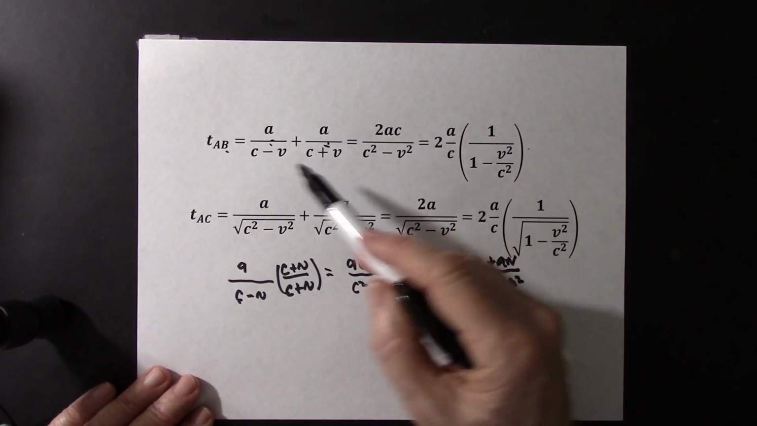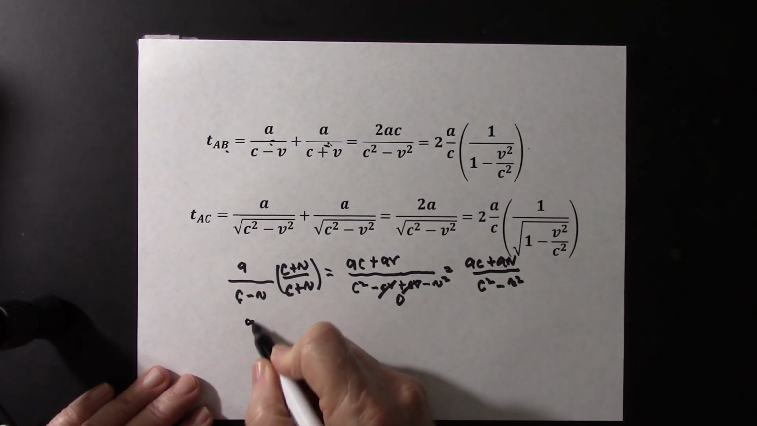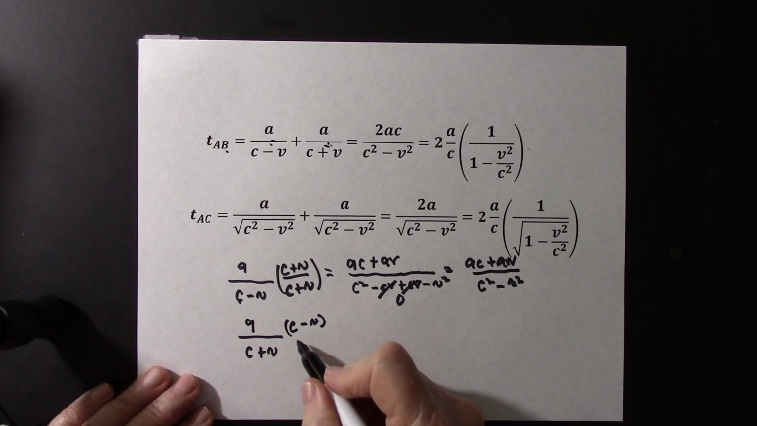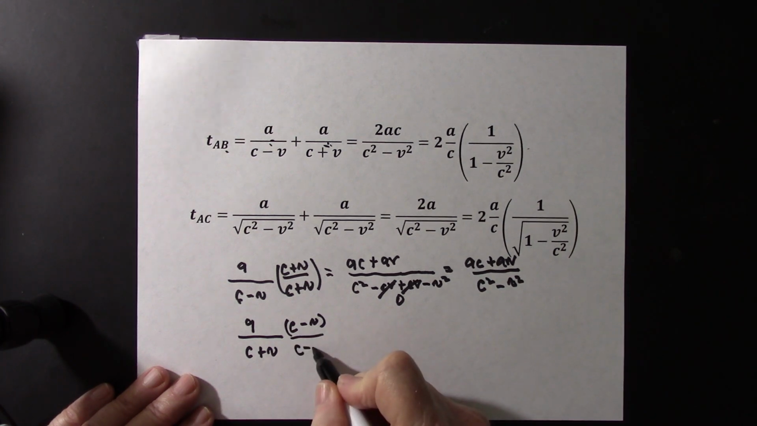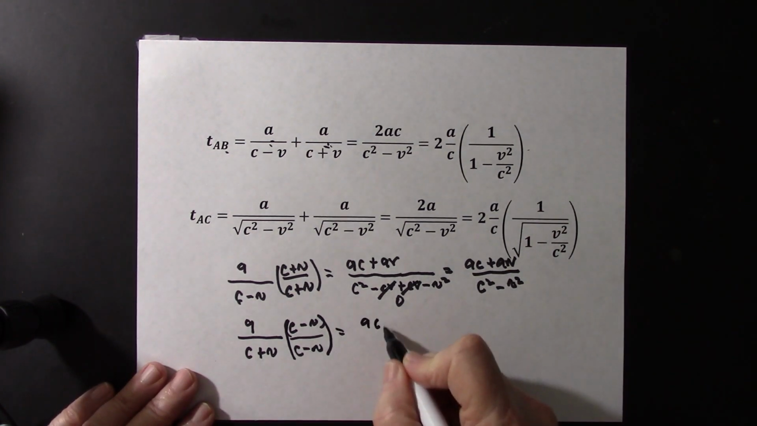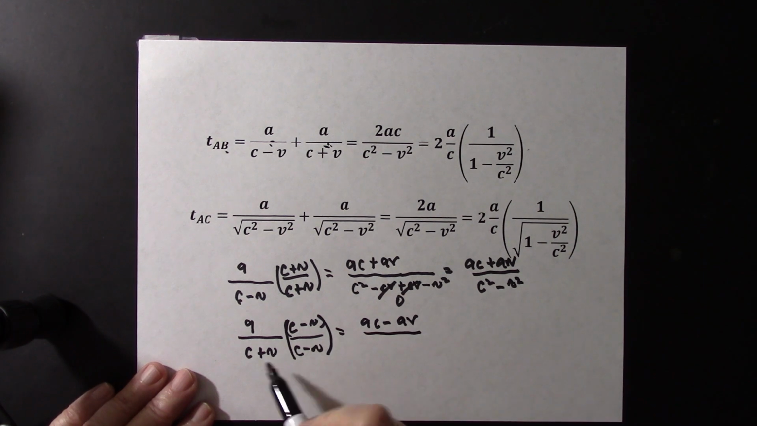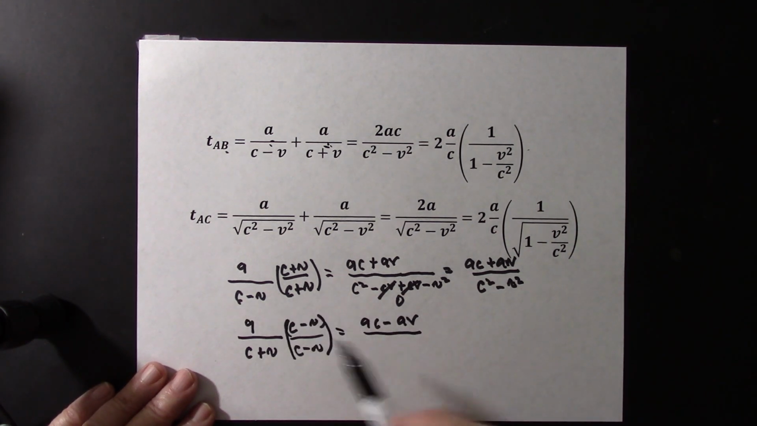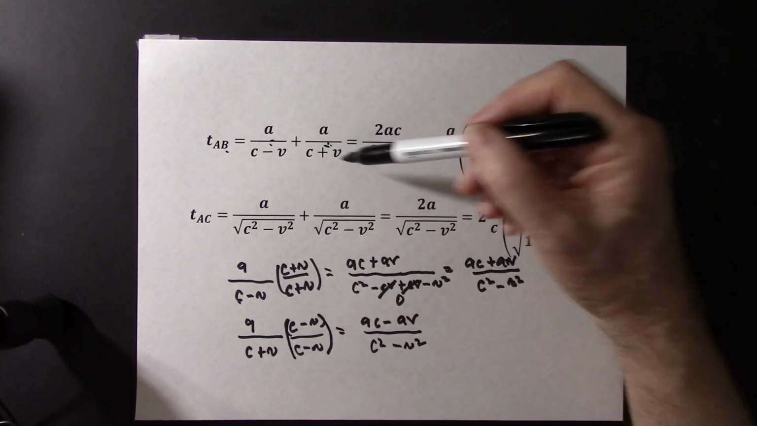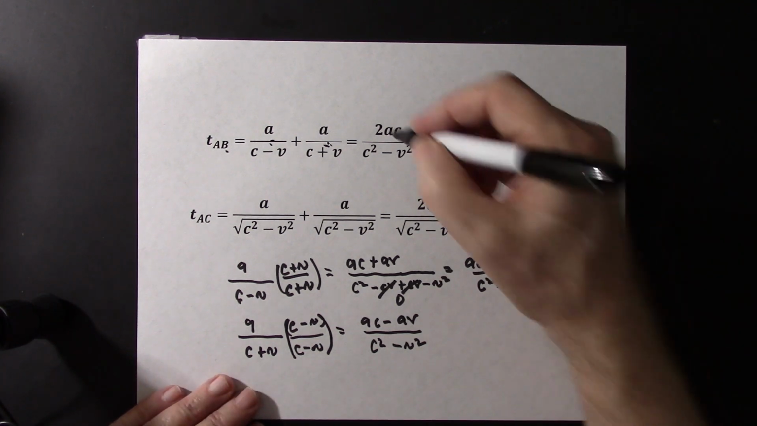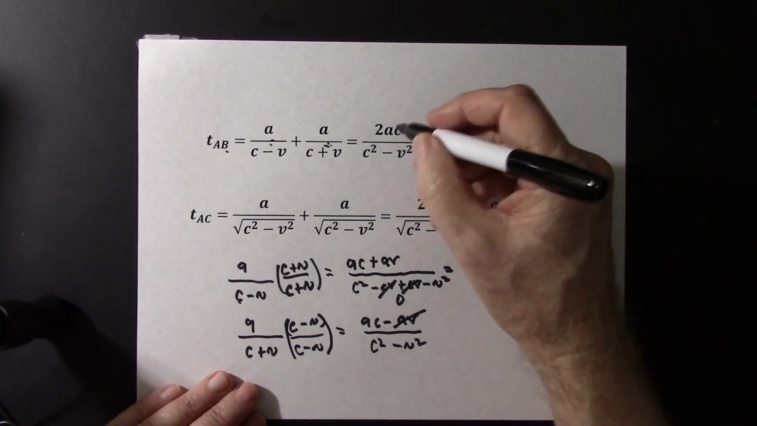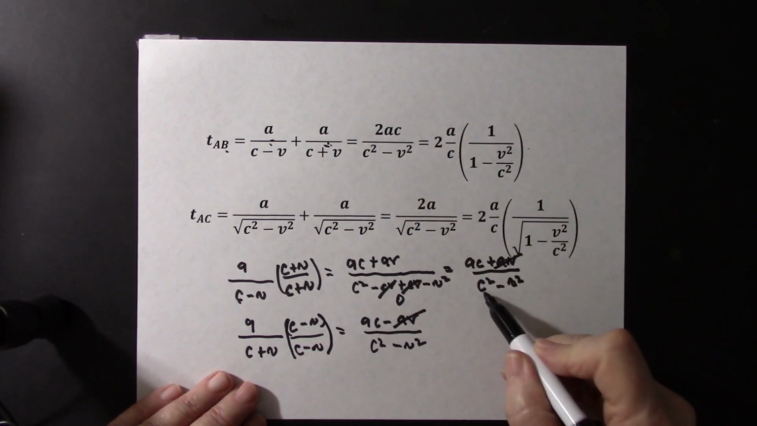That's for the first one. So let's look at the second term. We would have a divided by c plus v. This time we're going to multiply by c minus v over c minus v. That's going to be equal to ac minus av divided by, well, this is just the same as this, so it comes out to c squared minus v squared. We add these two things together, and we get 2ac here, but the av terms cancel, that's 0. We're just left with 2ac over c squared minus v squared.